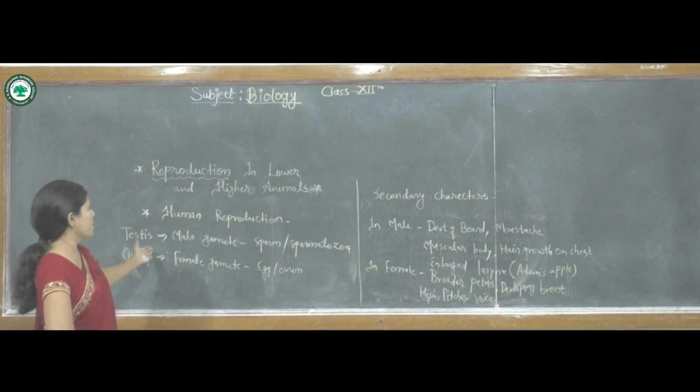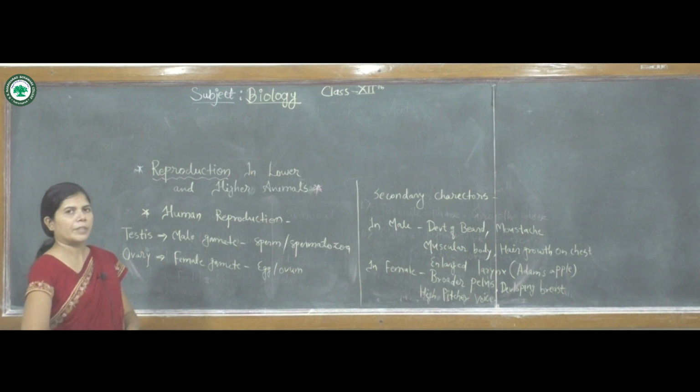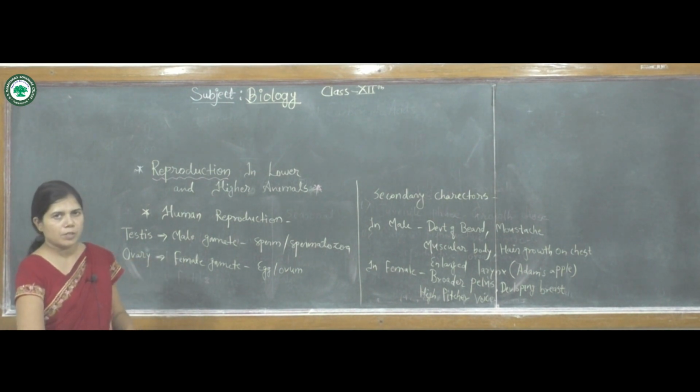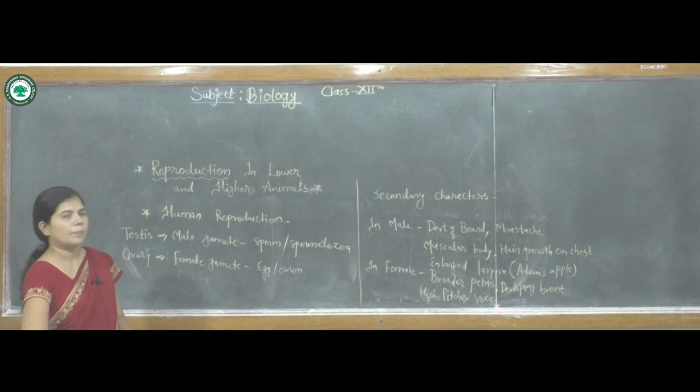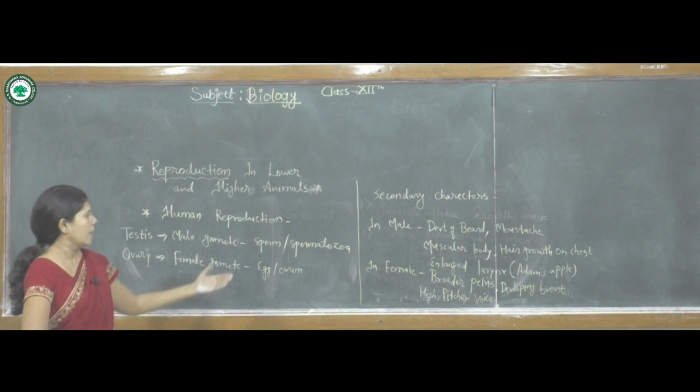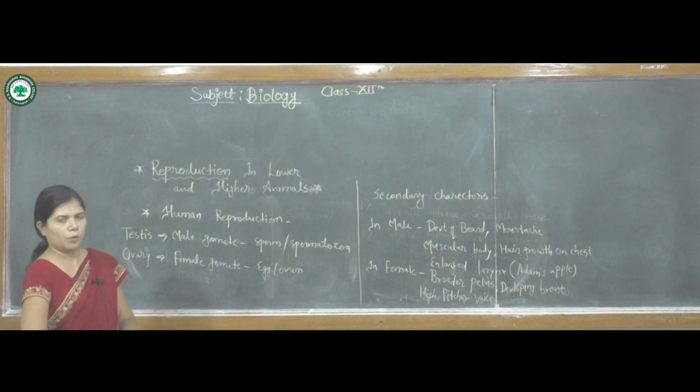And the primary reproductive organs or primary sex organs are testes and ovary, which produce and develop the male gamete and female gamete respectively. Those are sperm, meaning spermatozoa, and egg or ovum.